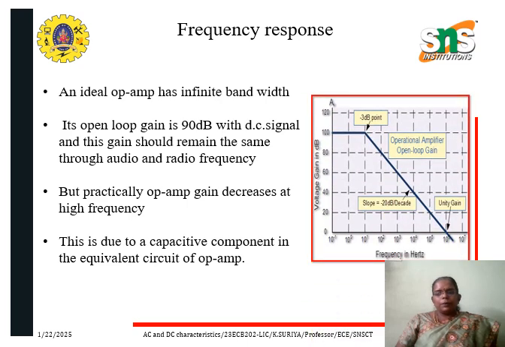Frequency response: you know that for an ideal amplifier, the bandwidth is infinite. So the open loop gain is 90 dB with the DC signal and this gain should remain the same through audio and radio frequencies. But practically op-amp gain decreases at high frequency. This is due to the capacitive component that is present in the equivalent circuit of the op-amp.